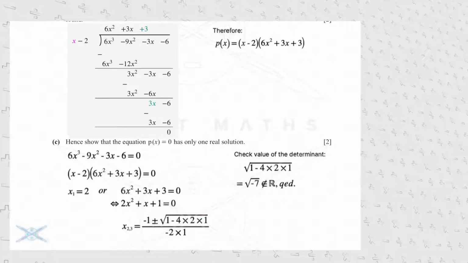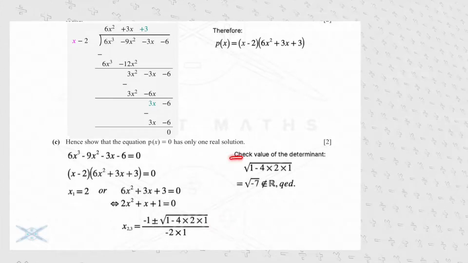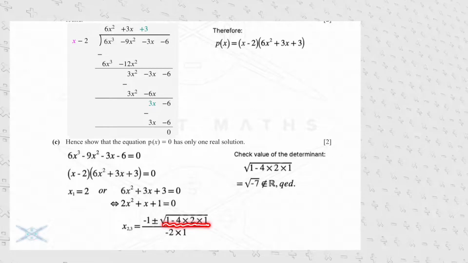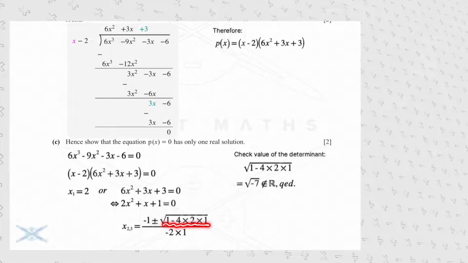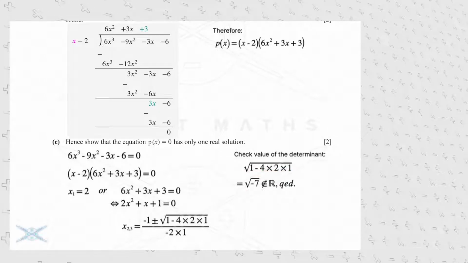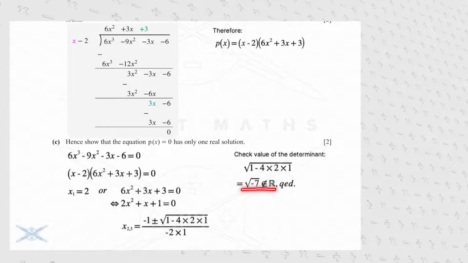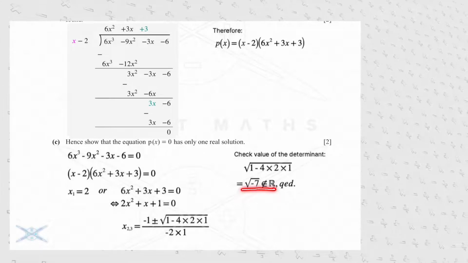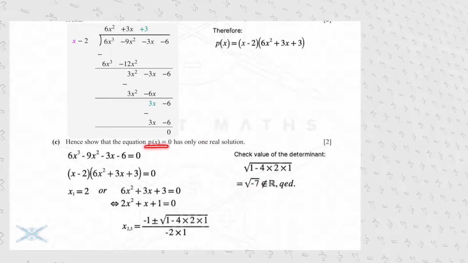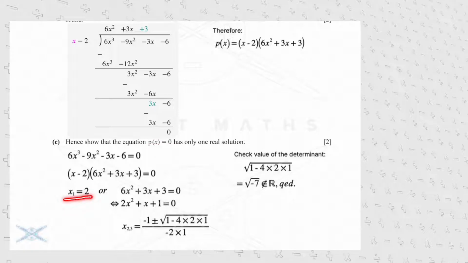To make sure of this, instead of calculating this entire expression, we just need to check the value of the discriminant, which is everything that you can find underneath the root sign, also known as the radicand. Calculating the radicand shows us that it provides us with a negative value, and since the square root of negative numbers is not defined within the realm of the real numbers, we can indeed conclude that p of x equals 0 possesses only one real solution, which is x equals 2.